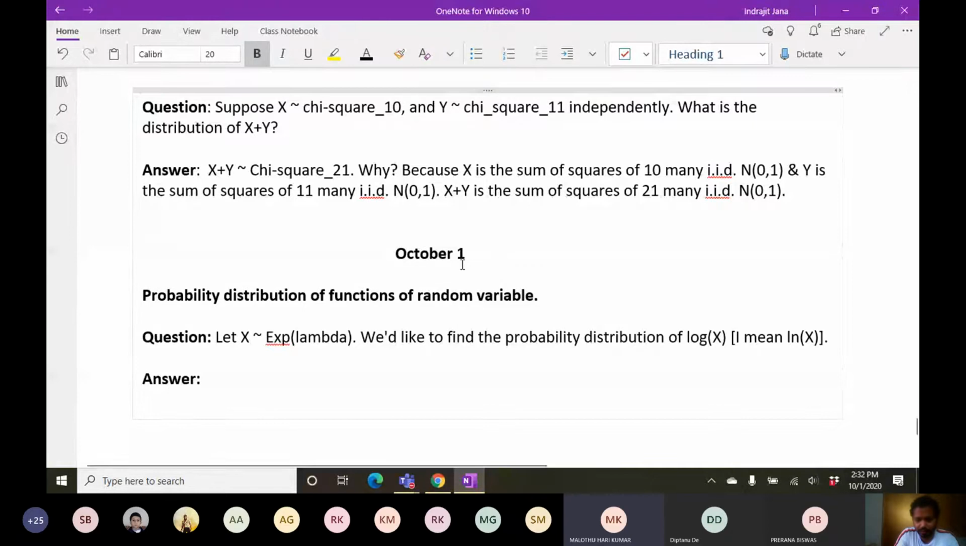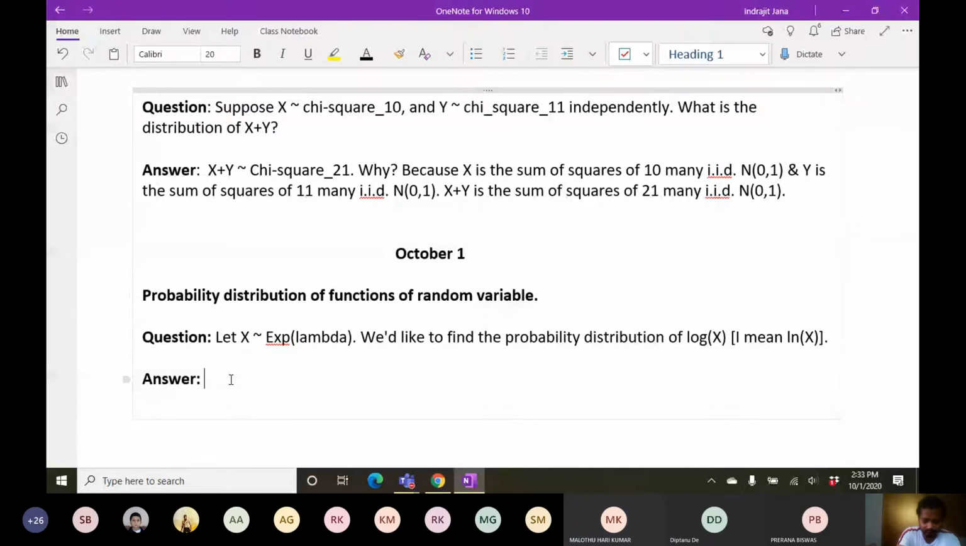So this is just an example. You can have any kind of question, like you can ask what is the probability distribution of x square, or what is the probability distribution of e to the power x. So if you have a random variable, you can look at any function of that random variable. That function itself is going to be another random variable. So you can talk about the probability distribution of that random variable.